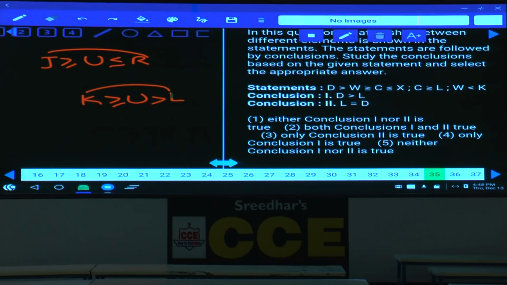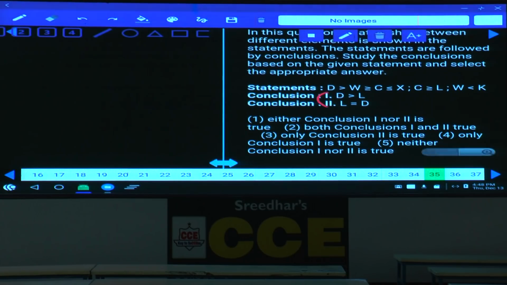Then question number 35. Now in this question number 35, if you observe here, the conclusions are in between D and L only. Now D is here and L is here. Tell me which element is common between these two, D and L. D greater than C and C greater than or equals to L. Now between D and L, which symbol is common? Only greater. Hence D greater than L is definitely true.